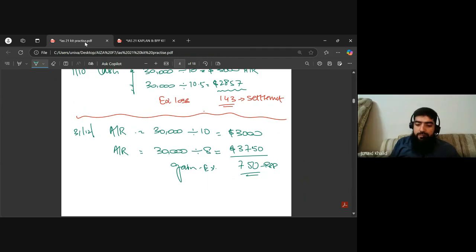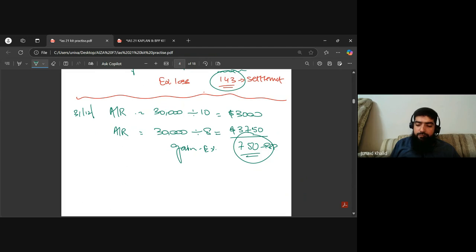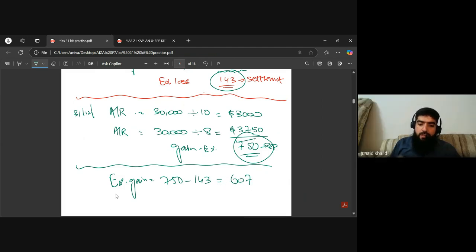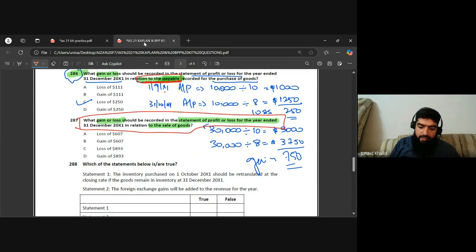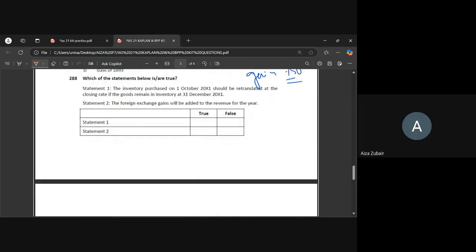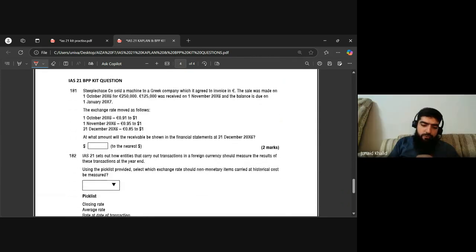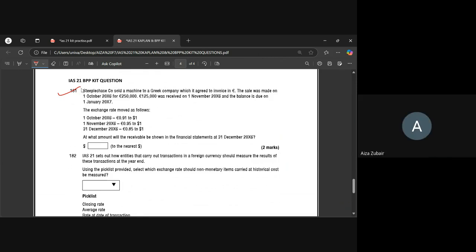Yes. So it means we are having a loss of 143 and a gain of 750. Can you please net it out? So it's going to be a gain or loss? It's going to be a gain, yes, because the gain amount is higher. So 607 is the gain. Are we getting the point now? Yes. Is it clear to you now? Yes. Okay, do that question now. 181. Okay.